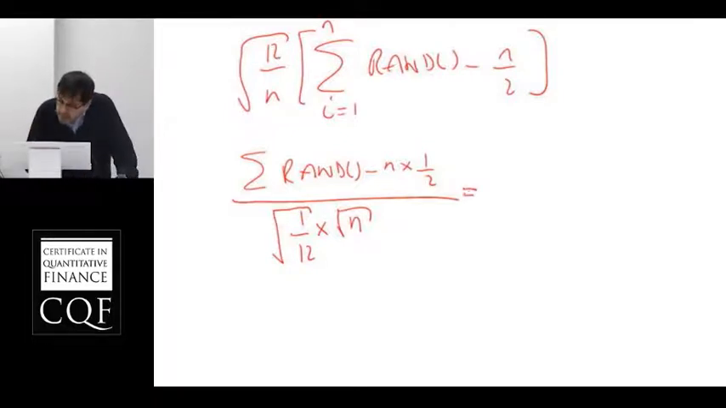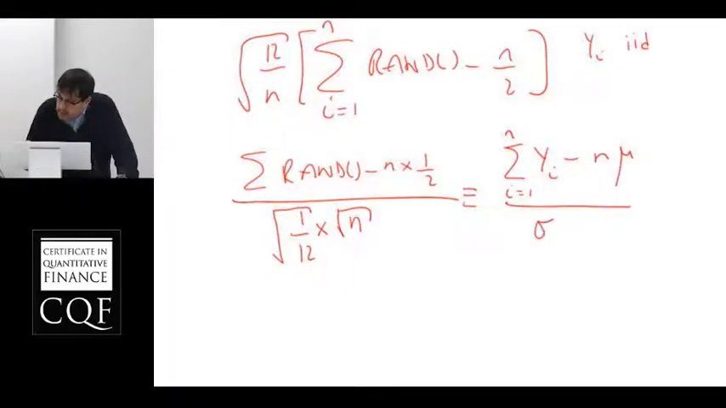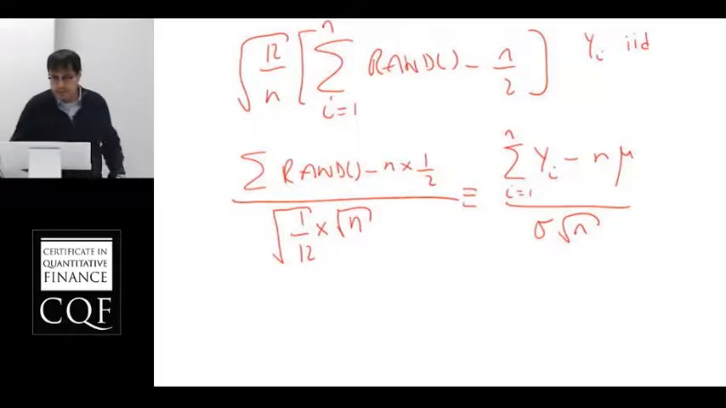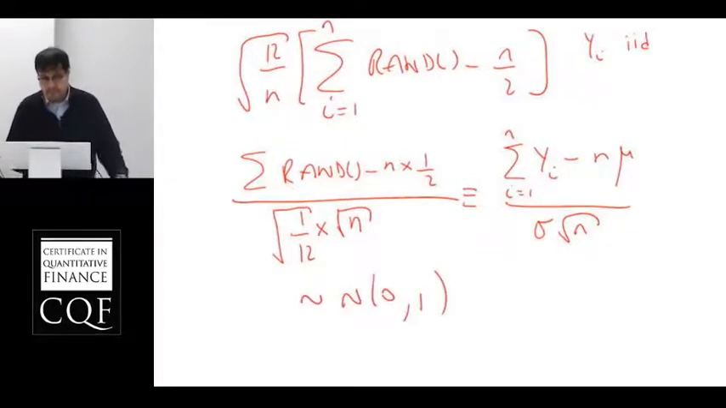Let's compare it to this. Yi here, yi is independent and identically distributed random numbers, i goes from 1 to n, times n times mu over sigma times root n. So you can see our formula is consistent with the central limit theorem. And that's the reason why it works. That's the reason why this will give us an N(0,1).